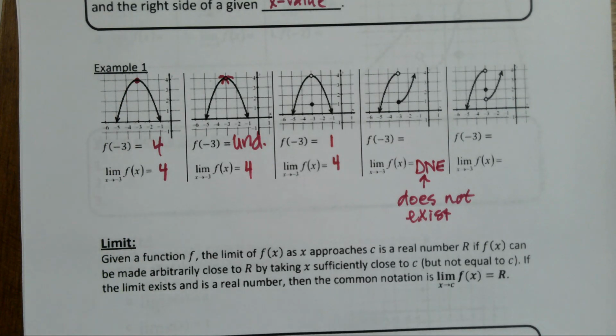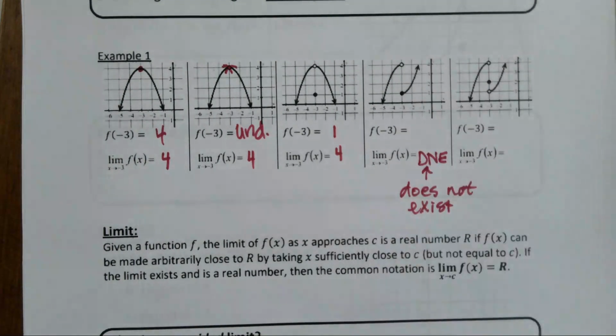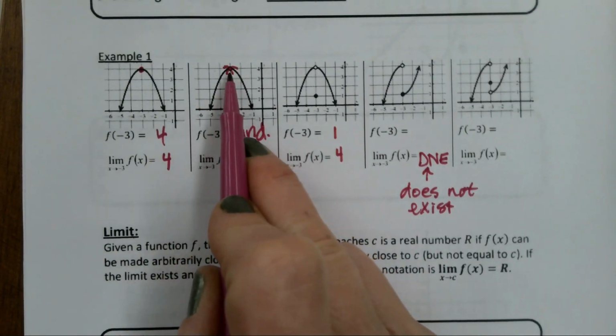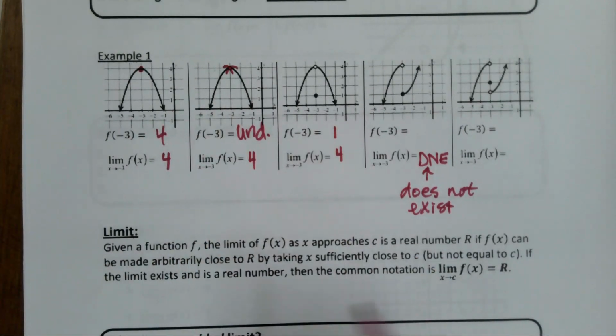So whenever we have a spot where the limit or the sides do not connect, we have a limit that does not exist, because in order for a limit to exist, it's got to go to the same place on both sides, whether it's up, whether it's down. It's got to touch on both sides. It doesn't have to have a value at that location, but it's got to touch at that location.